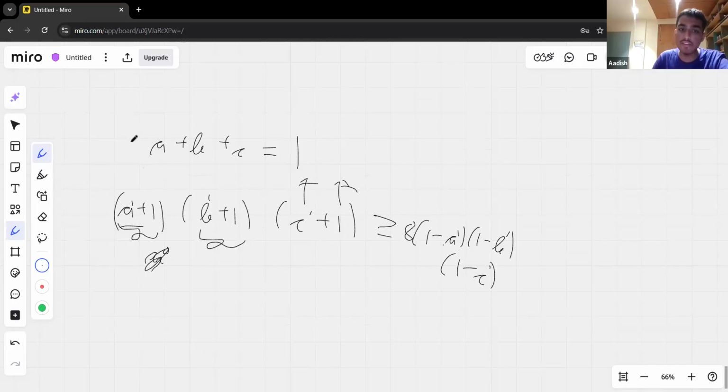Okay, now we do have this condition with us: A plus B plus C equal to 1. Can you use this condition to somehow make this homogeneous, everything having the same degree?